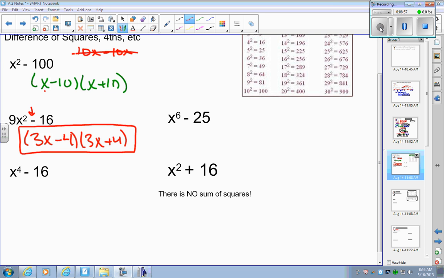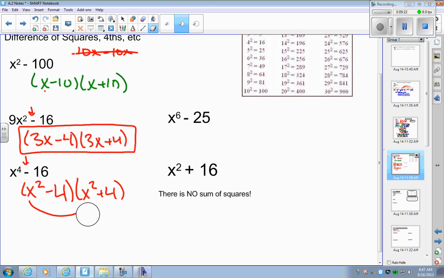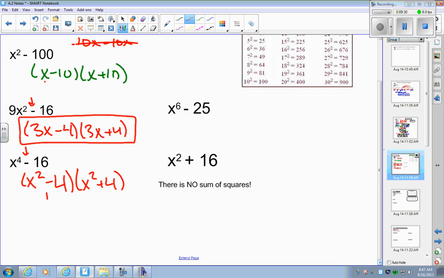And for this next one here, x to the 4th minus 16, it's the same idea. There's nothing in the middle as far as an x or an x squared term. So why don't we try this? x squared minus 4 and an x squared plus 4. If you double distribute that, x squared times x squared gets you x to the 4th. Middle terms will cancel. You get the minus 16. Now the trick with this one is you're not completely done. You have to break up this x squared minus 4. That itself is its own perfect square difference: x minus 2 and an x plus 2.